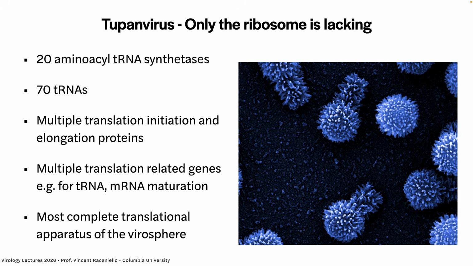It encodes 20 amino-acyl tRNA synthetases, right? The enzymes that put amino acids onto tRNAs. It encodes 70 tRNAs, multiple translation initiation and elongation proteins, a lot of genes related to the maturation of tRNAs and mRNAs. It is the most complete translational apparatus of the virosphere. Virosphere being all the viruses on Earth.